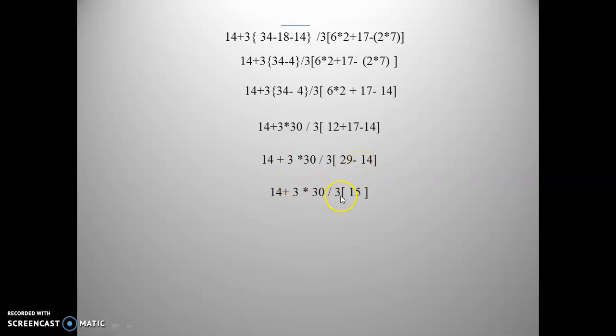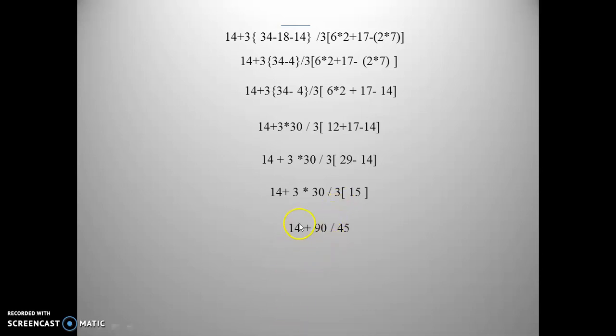After that this 29 minus 14, that is 15. All the digits will be the same. Again there is no sign between the digit and the bracket, so the sign will be assumed as 'of'. 'Of' means multiplication, so we will do both multiplications. 3 into 30, 90, and 3 into 15, 45. 14 plus 90 divided by 45.